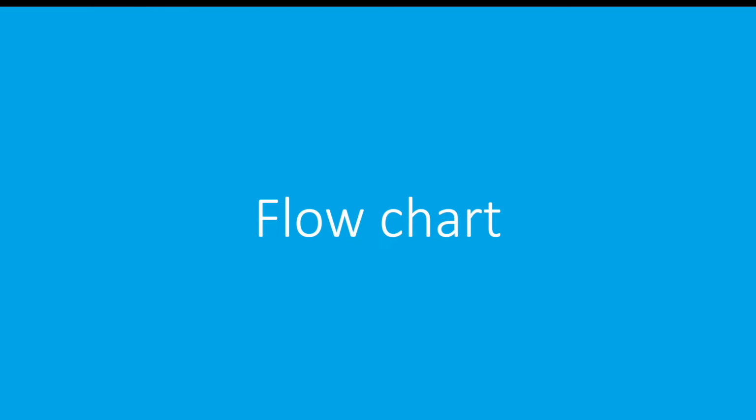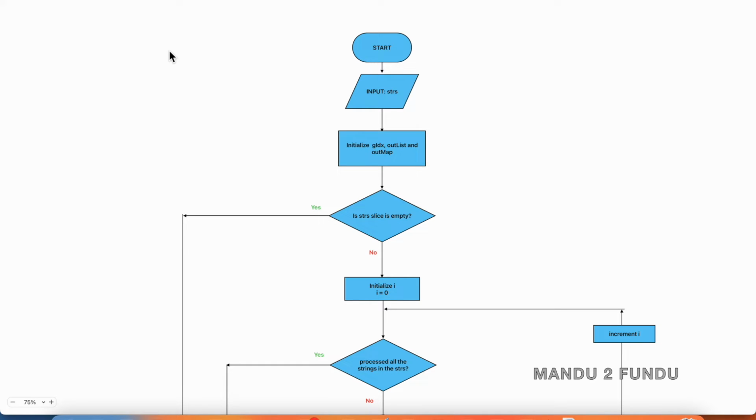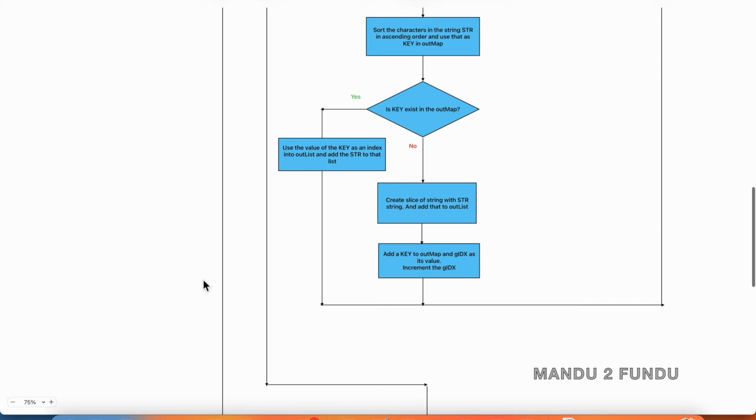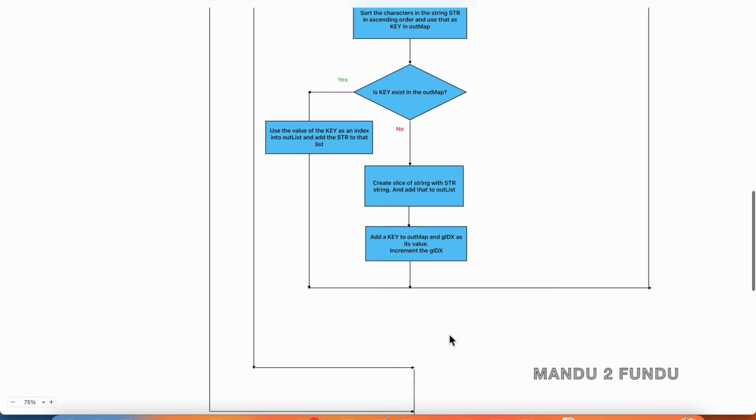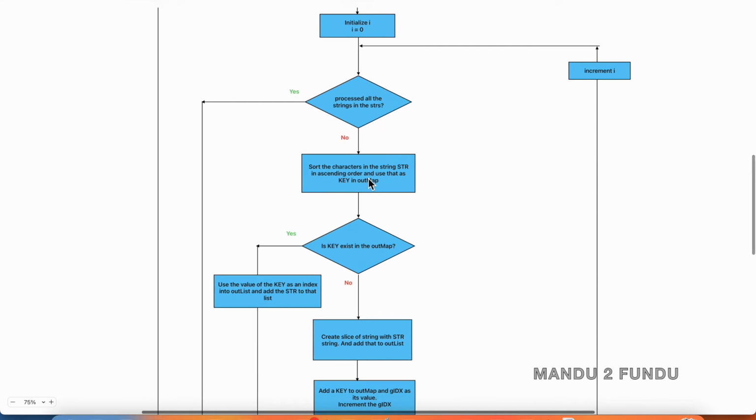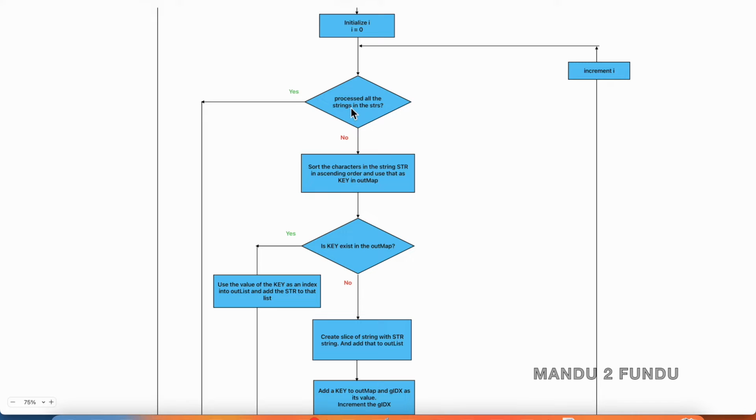Let's look at the flowchart. Input for this procedure is an array of strings. First we initialize the global index and then the out list and outmap data structures. Next we check whether the input array is empty. Then we immediately return the empty out list. If it has elements, then we loop through all the elements in that array. We check whether all the elements are processed in that array. If yes, we come out and return the out list.